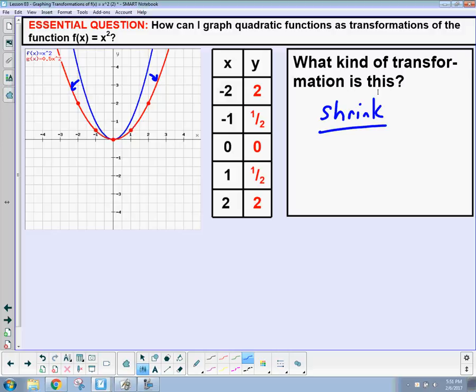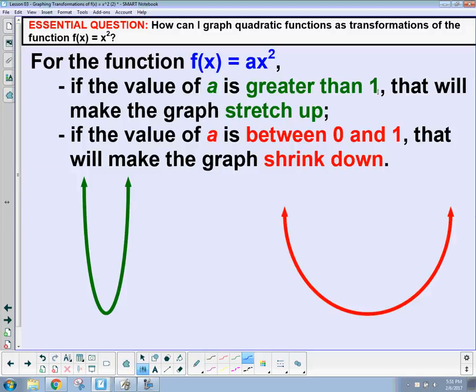So, if A, we're looking at A, the coefficient is greater than 1, it stretches up. If A is between 0 and 1, notice I'm not talking about negative, I'm talking about fractions, it shrinks down, it gets wider. Okay? If it helps, you put wider here, taller, just whichever word you want to use, but you got to be familiar with it.